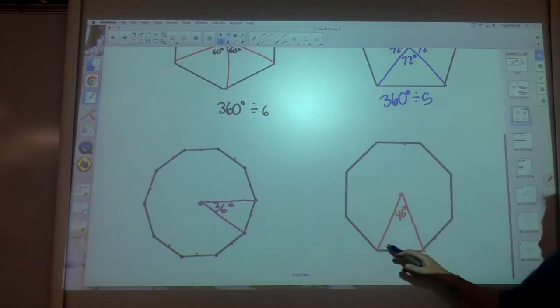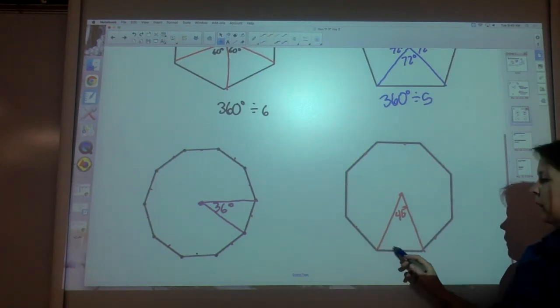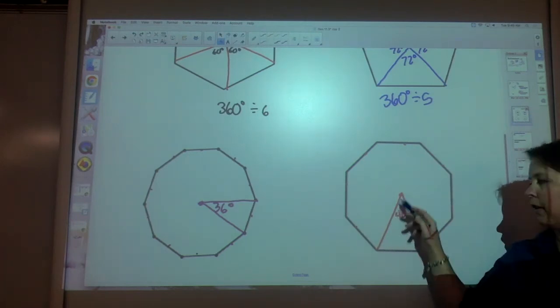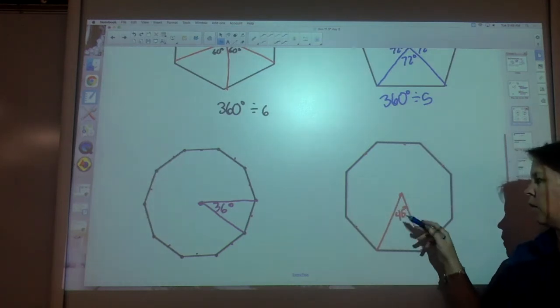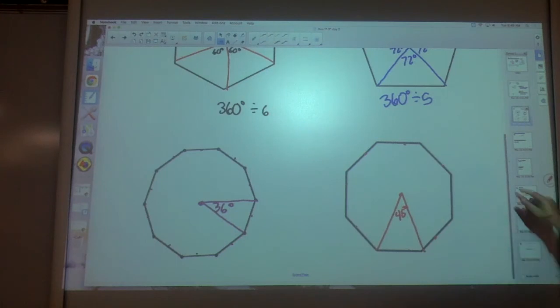And of course, if you needed these angles ever, you could find them. If you know the central angle is 45 degrees, these are all perfectly isosceles triangles. So you could take 180 minus 45 and cut it in half. But right now we're just concentrating on the central angles.